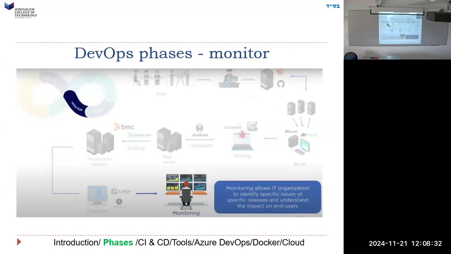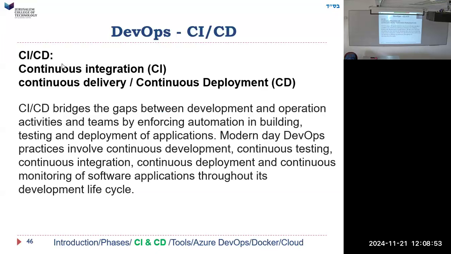Monitoring allows the IT organization or the DevOps team to identify specific uses of specific releases and understand the impact on end users. They might monitor to see, is this feature being used? Who's using it? Is it slowing down the system? Is this new code that we've had, it all works, but maybe it makes the whole system slower? Somebody needs to monitor that.